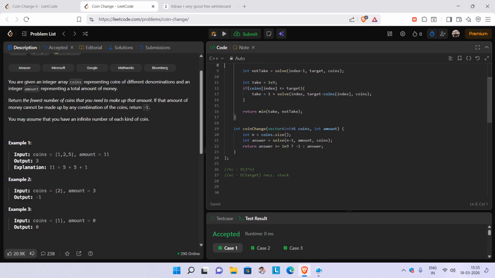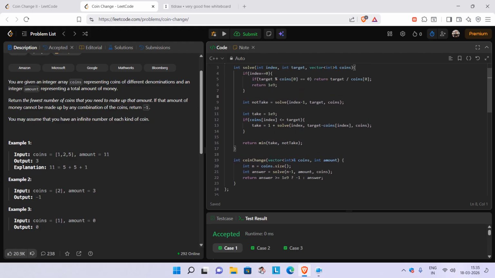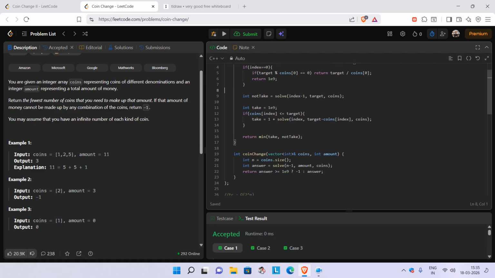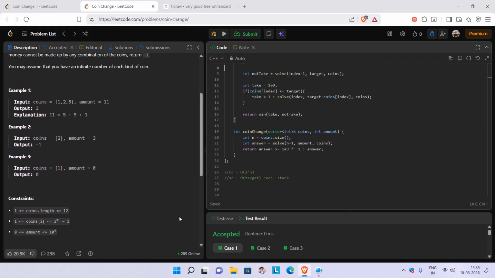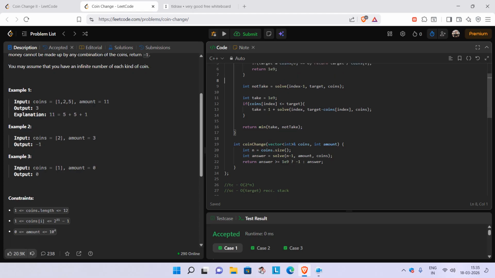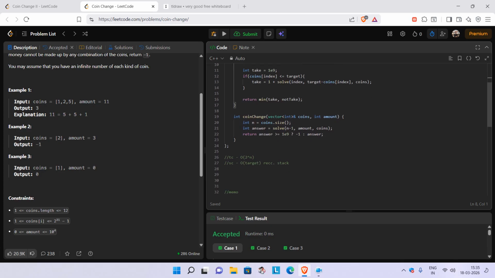Since this is the brute force, each state has two choices, so the total complexity becomes 2 to the power n. This is exponential, and it gives a TLE with this constraint. Now the space complexity: we don't use any extra stuff, but there is the recursion stack. In the worst case we have to visit all the states, so it goes up to the whole target. So let's take it as O(target).